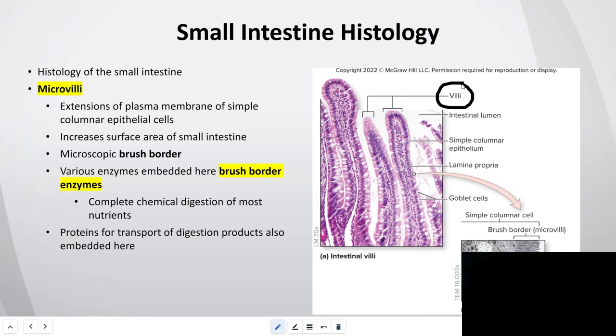The small intestine's main job is to maximize surface area to absorb, right? Because you ate the food. Now you want to get all the macromolecules, the carbs, the proteins into the body. So you want all the food product to interact with the villi.